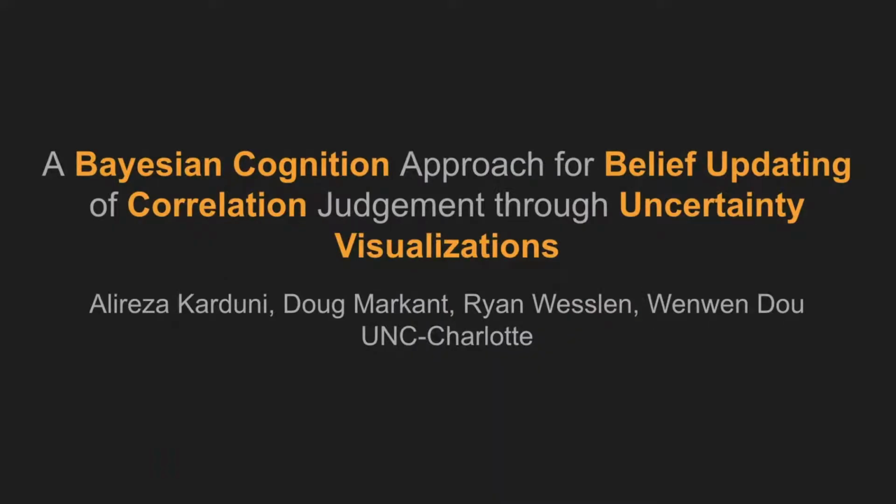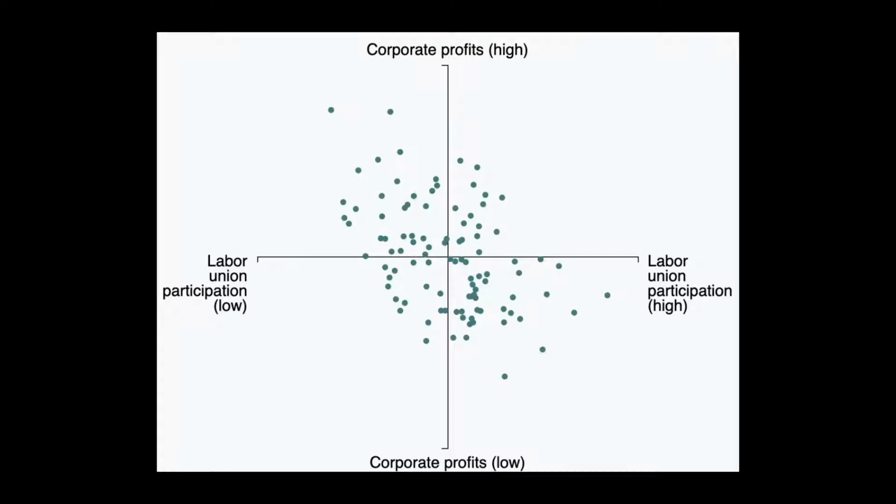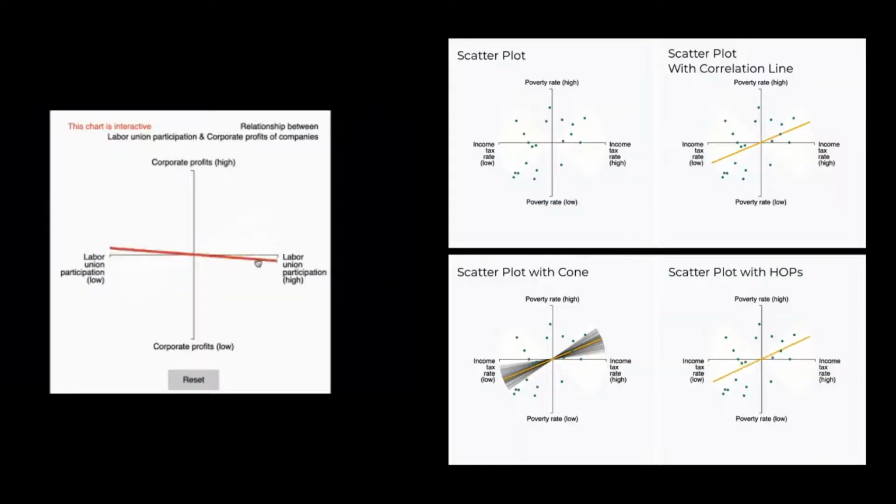What do you believe is the correlation between labor union participation and corporate profits of different companies? How would you update your belief after seeing this scatter plot? In this study, we use a new elicitation technique to understand how people update their beliefs about correlations after seeing different visualizations with and without uncertainty depictions.